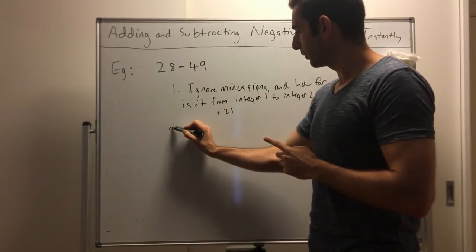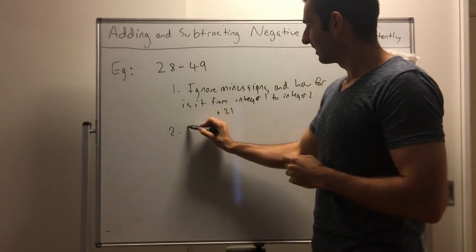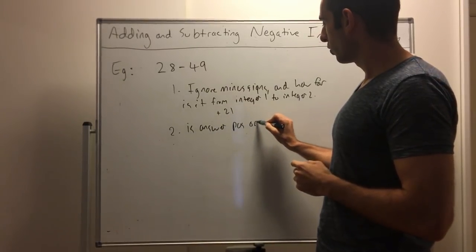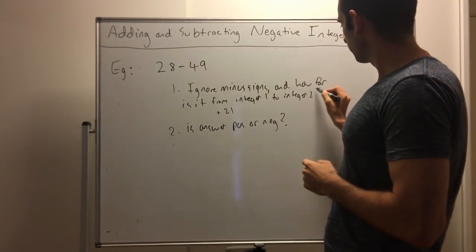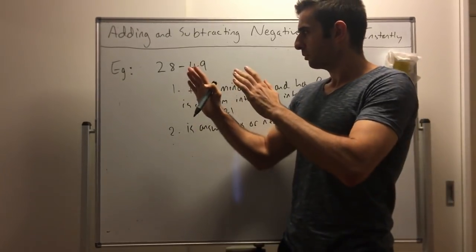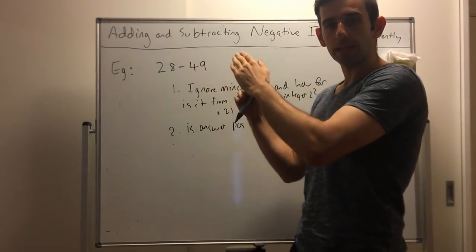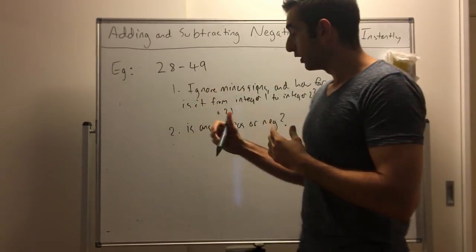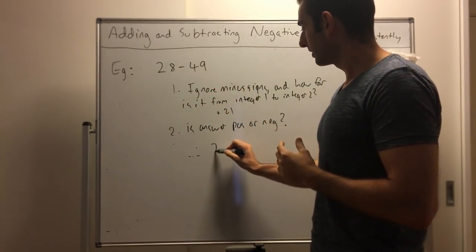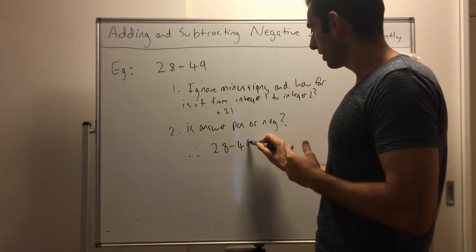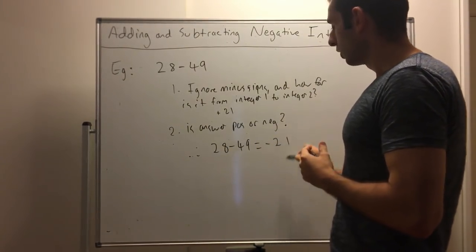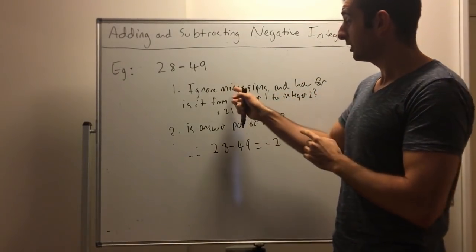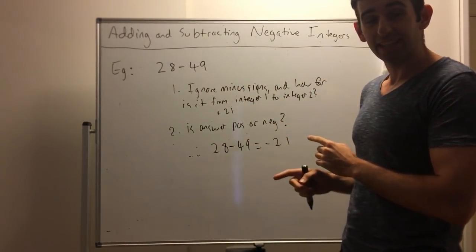And then step 2, the question you've got to ask yourself is, is the answer positive or negative? So 28 minus 49, I'm subtracting a bigger number, so the answer is negative. Therefore, 28 minus 49 equals negative 21. And that's how you do it instantly. These 2 questions will take a matter of seconds to ask in your head.